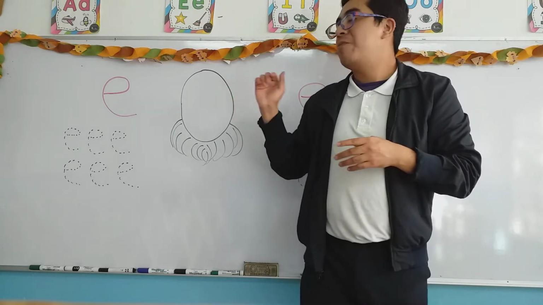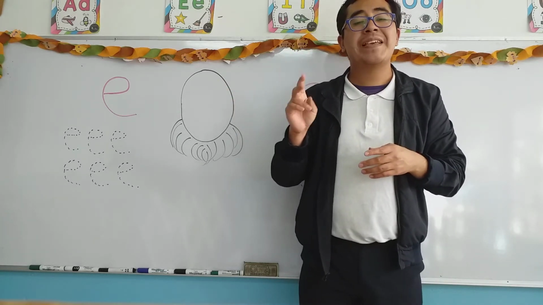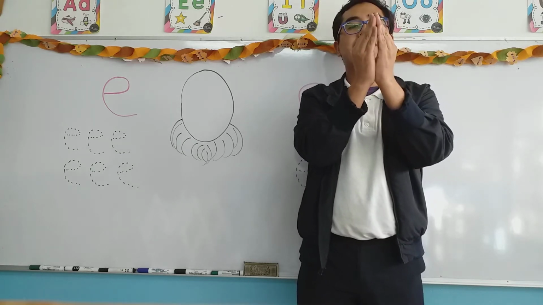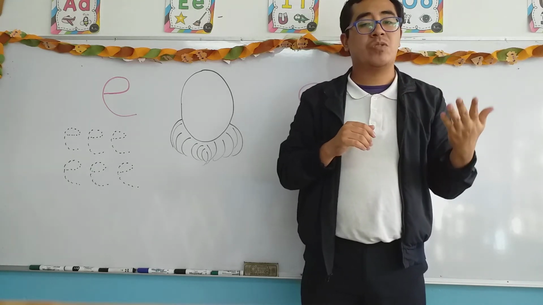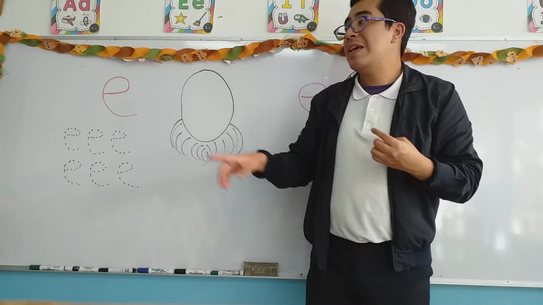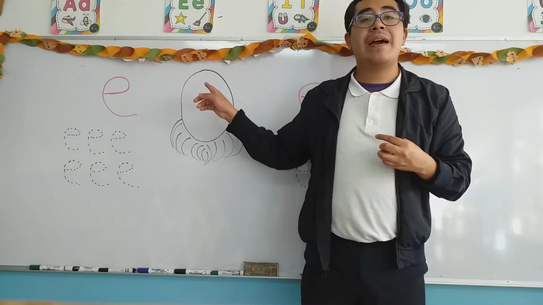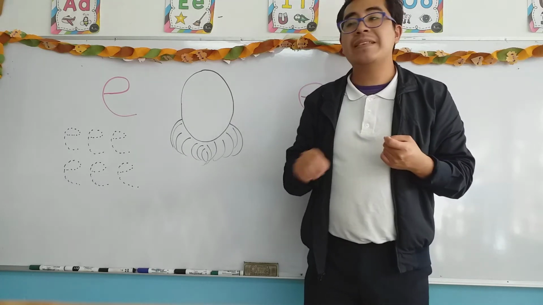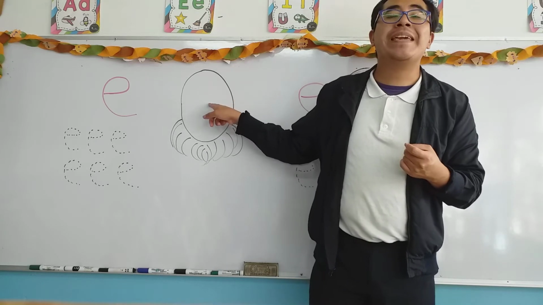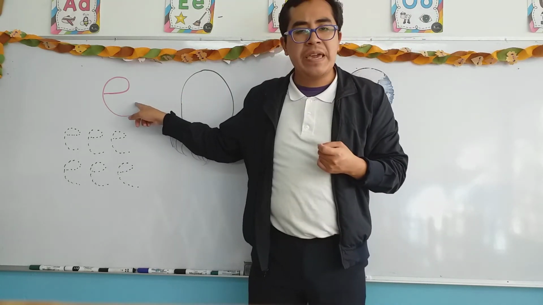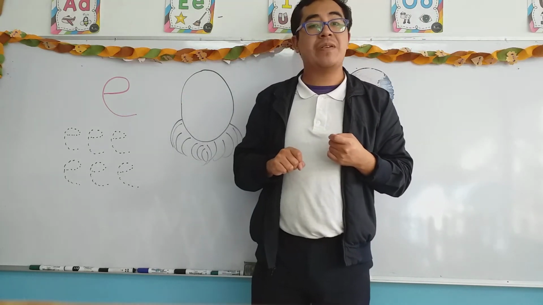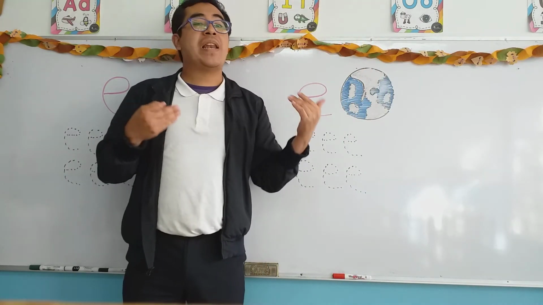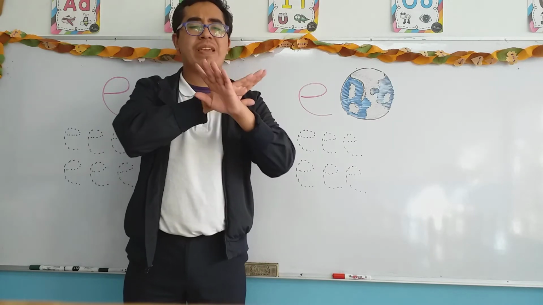Okay, so remember we have two types of eggs, the one that we eat and the one that has a baby animal inside. Recuerden, tenemos dos tipos de huevo, el que comemos y el que contiene un bebé animal adentro. And of course, the most important part of today is that egg begins with the small E. Very good. Let's continue with the second object of today, which is planet Earth or just Earth.